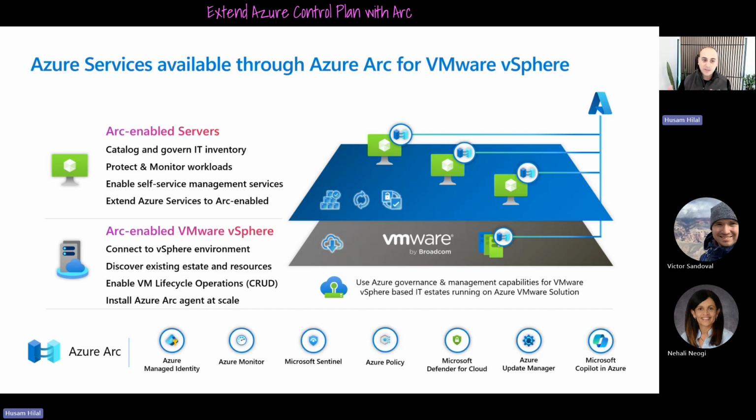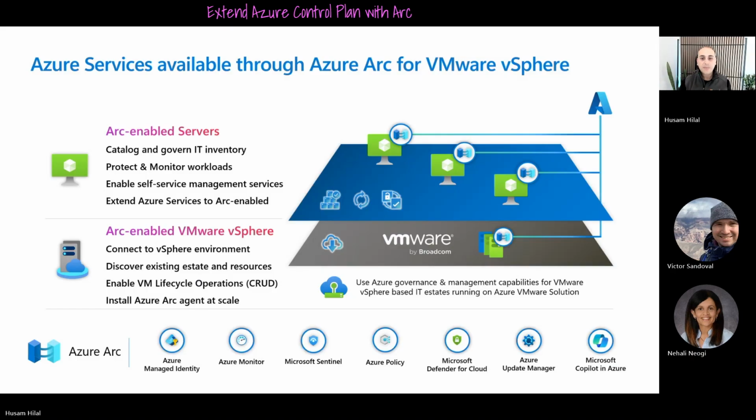So this allows you to discover existing resources that you have on vCenter from the VMware side of the house. You can enable VM lifecycle operations like CRUD operations, create, read, update, and delete for those VMs. You can do things like changing the number of CPU cores or the amount of memory that these VMs have, or turn them on and off. All that can be done within the Azure APIs and portal and CLI and you name it once you Arc-enable vSphere.